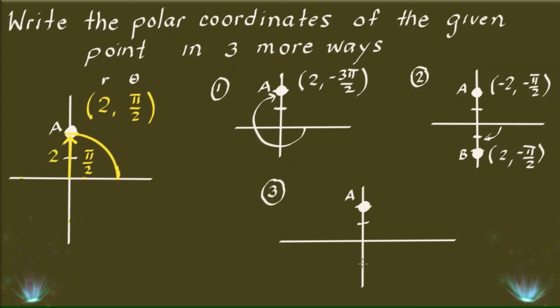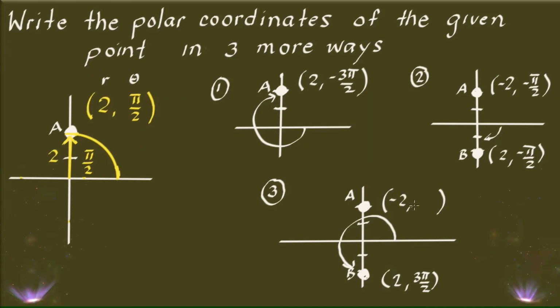Let's look at another way to name that same point. I will consider this point down here again, say point B, and the polar coordinates are going to be 2, but I can use this positive angle for our theta. So that's 3 pi over 2. Again, I'm going to flip this point in order to get point A. Since there's a reflection involved, I need to negate the r. So the 2 becomes negative 2 and the angle stays the same.